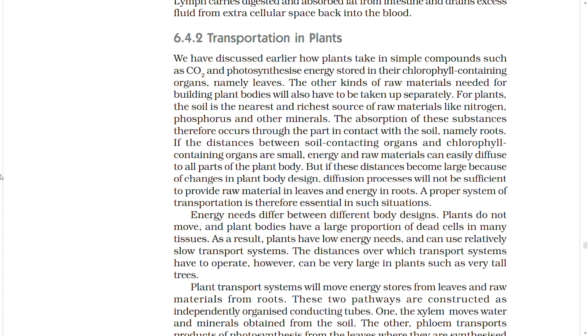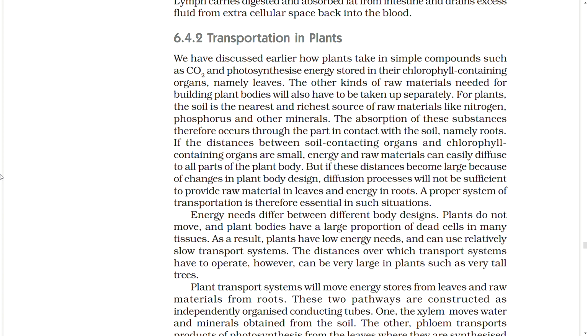Transportation in plants. We have discussed earlier how plants take in simple compounds such as CO2 and photosynthesize energy stored in their chlorophyll containing organs, namely leaves. The other kinds of raw materials needed for building plants' bodies will also have to be taken up separately. For plants, the soil is the nearest and richest source of raw materials like nitrogen, phosphorus, and other minerals. The absorption of these substances therefore occurs through the part in contact with the soil, namely roots.